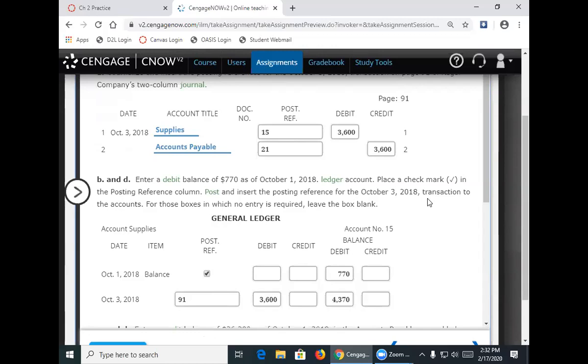but up top is 15 and 21? Because that's where I messed up, because I missed those. That's because I put 15. Well, this is my journal. Technically, if I were doing it by hand, it would be a whole separate document from my ledger.